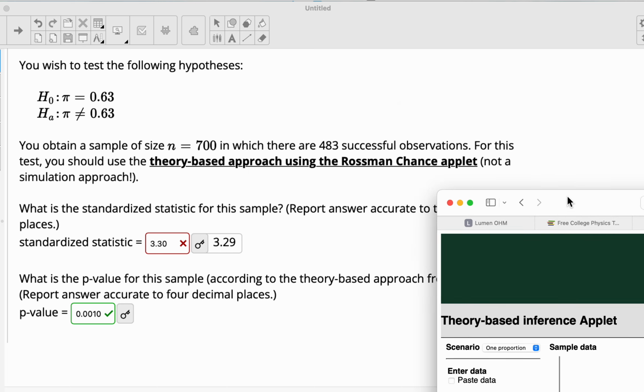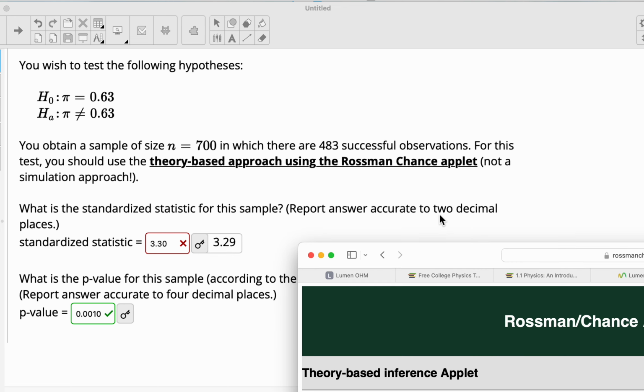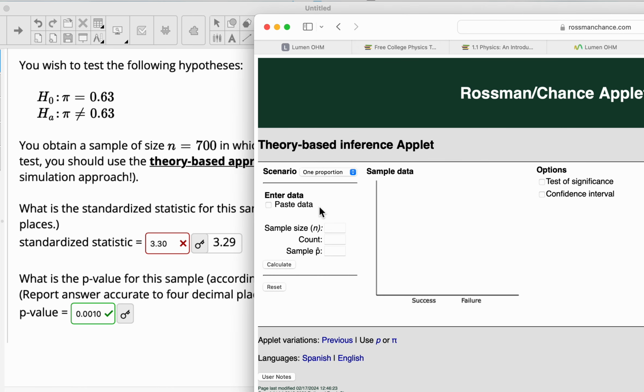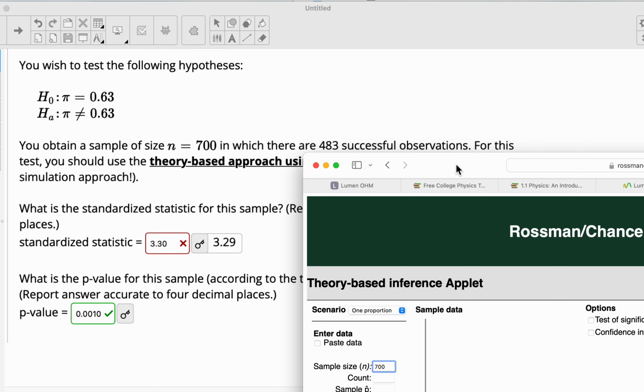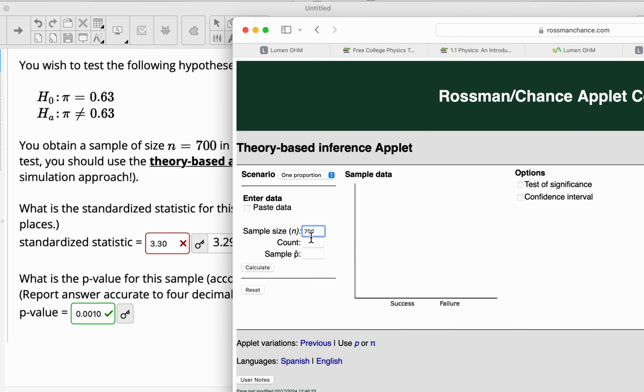So let's pull this up here. And so it wants you to report to 2 decimal places. So it doesn't ask you to round. What you did was round there. So pick one proportion. My sample size n is 700. In this case, they gave me 483 successes. So I'm going to put that here, 483. And it's going to calculate the p-hat for me.